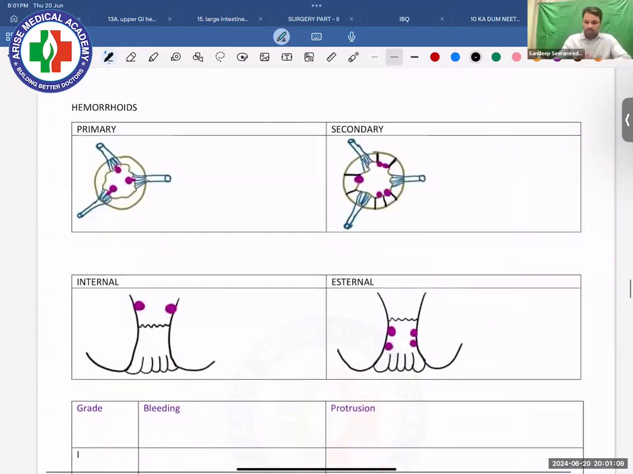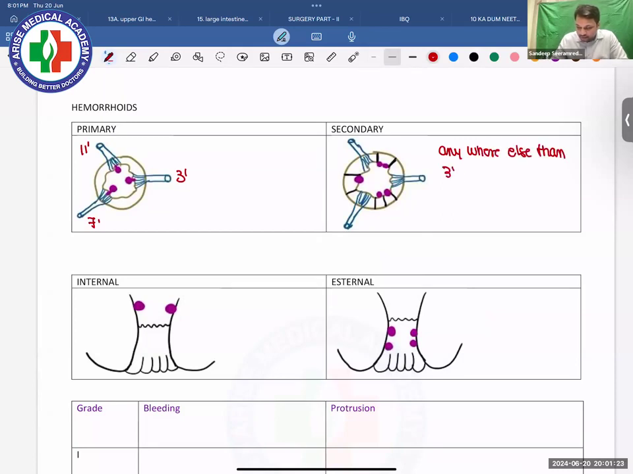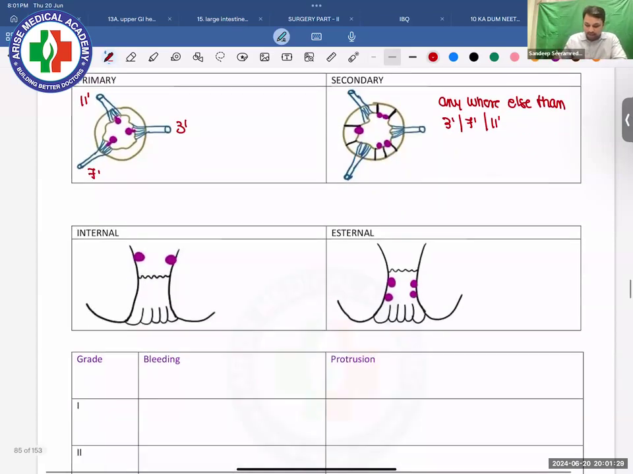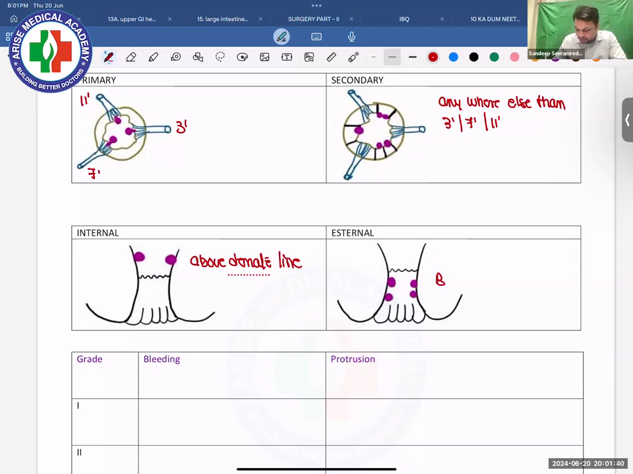Now we'll talk about the hemorrhoids. What is a primary hemorrhoid? What is a secondary hemorrhoid? If the hemorrhoid is arising from 3, 7, or 11 o'clock, it is primary. If it is arising anywhere else other than 3, 7, or 11, it is considered to be secondary hemorrhoids. Internal hemorrhoids are those present above the dentate line. If present below the level of the dentate line, they will be termed external hemorrhoids, right?